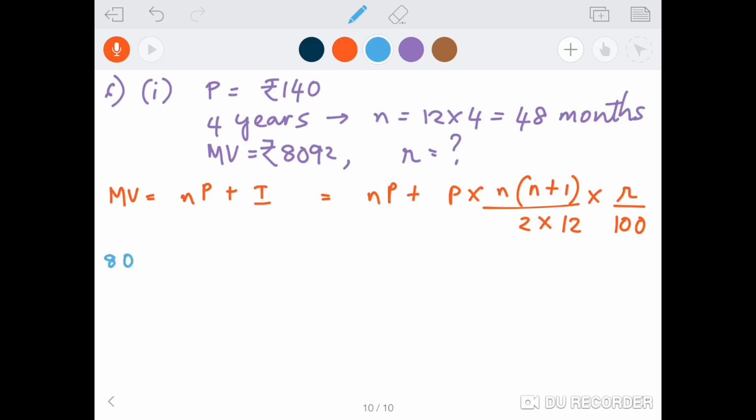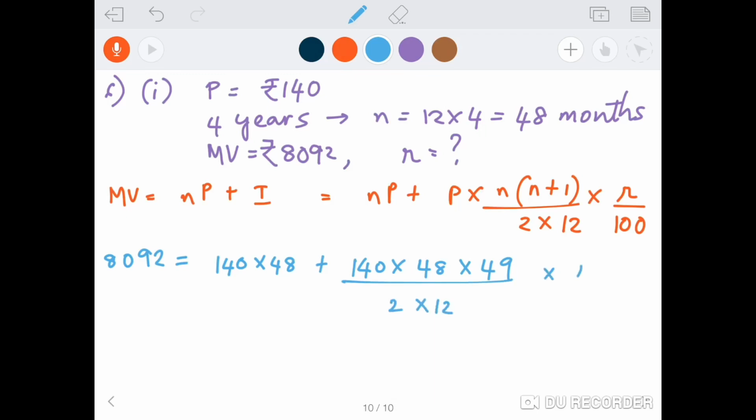But I want you to be a little smart when you're doing the calculation. Don't get into an unnecessary mess. You need to be very clean on your calculations. So I'm going to put 8092 equal to 140 times 48 plus 140 times 48 times 49, that's N into N plus 1 by 2 times 12 times R by 100. Now your value of R is unknown. So see how I'm going to do this. First, I'm going to take 140 times 48 as a common factor. It will just make things simple. Don't sit and multiply 140 times 48. It's just a waste of time.